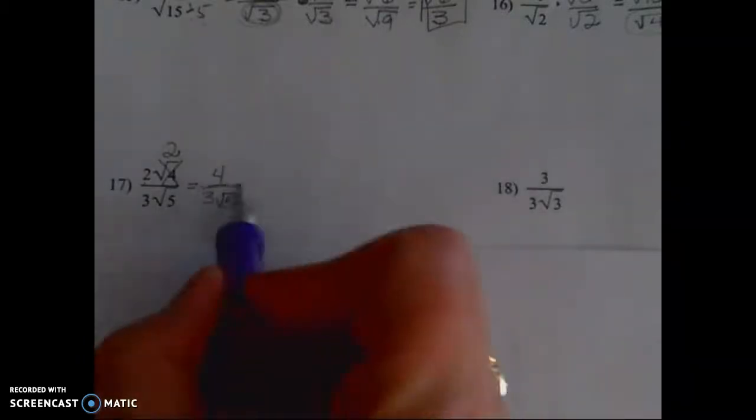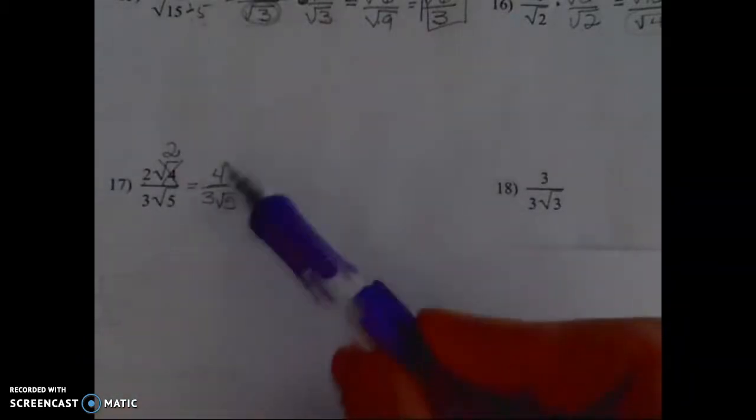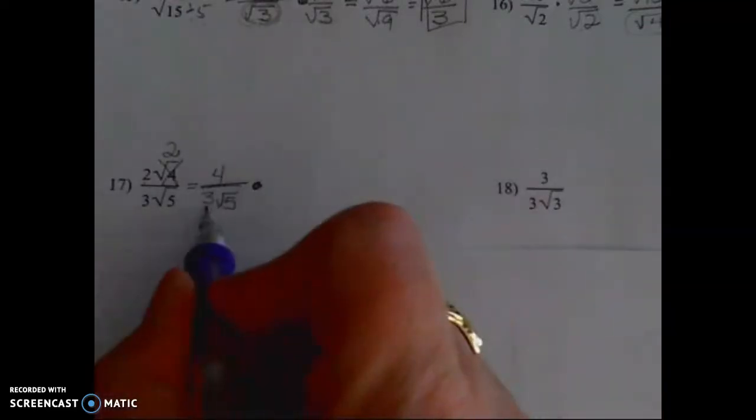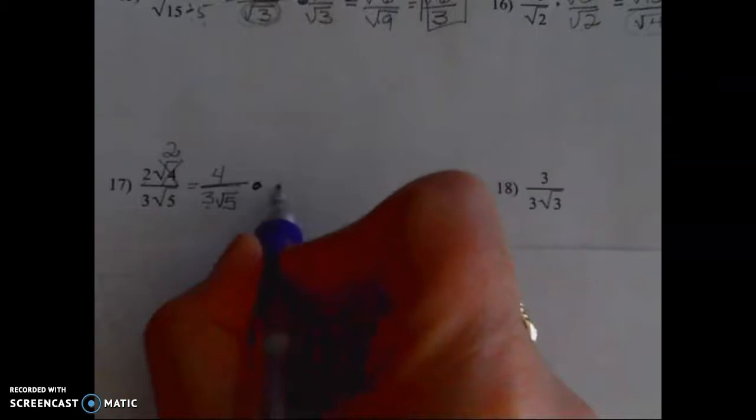Okay, step 2. You try to simplify things outside, can't do that. Simplify numbers inside, can't do that. Step 3, rationalize the denominator. Even though there's a number in the front, you're still only multiplying by the radical.